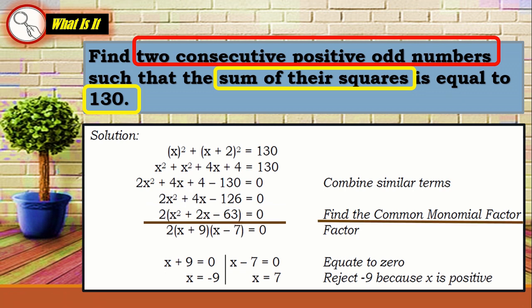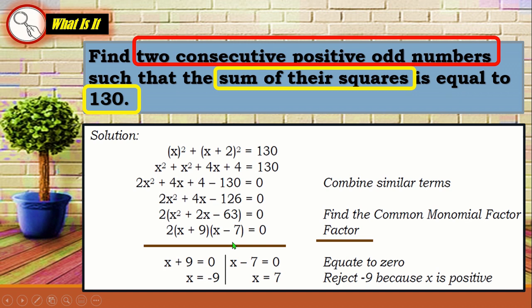Now let us find the common monomial factor, which in this case is 2. And then we have x squared plus 2x minus 63. This time, let's factor that out. How did we factor that out?